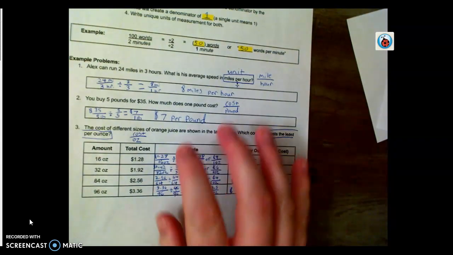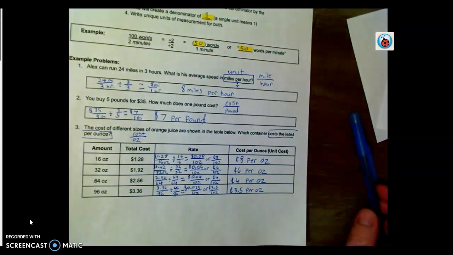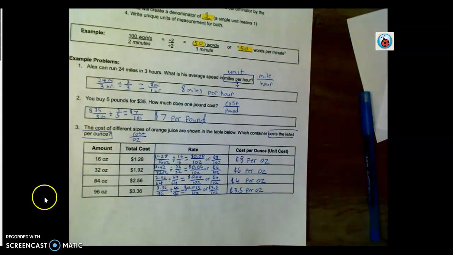So if that made sense with rates and unit rates, please make sure you have everything on this paper filled out, and then you will have a couple practice assignments to work on. Thanks, guys.